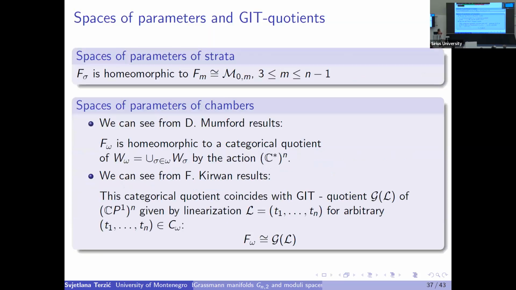And now let us go back to our construction. F sigma, as I said already, F_n is homeomorphic, actually isomorphic, to M_0,n, the moduli space of genus 0 curves with n endpoints. We can very easily deduce from our work that when we take the space of parameters F sigma of any stratum, it is going to be homeomorphic to M_0,m for some m between 3 and n minus 1.